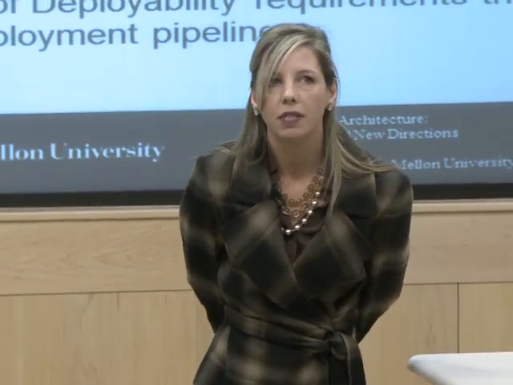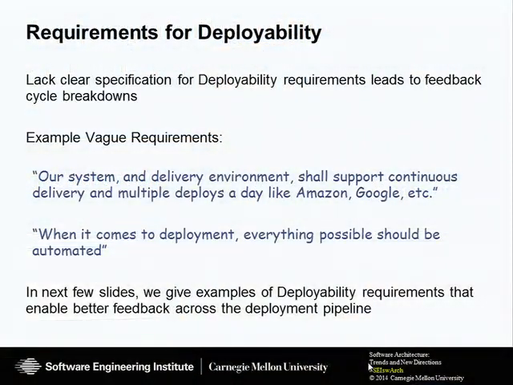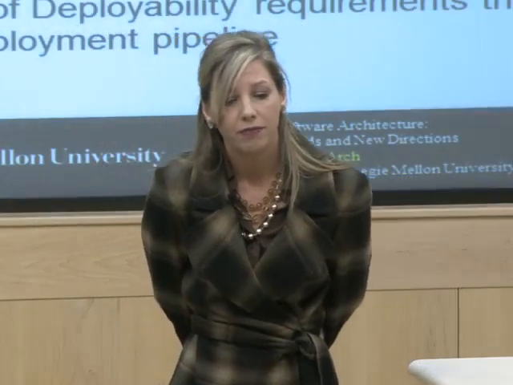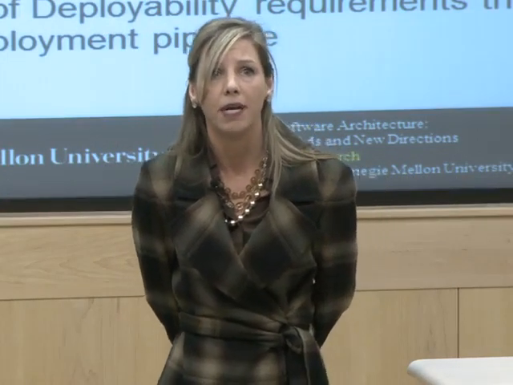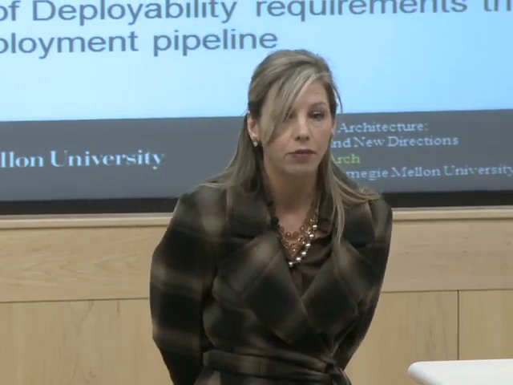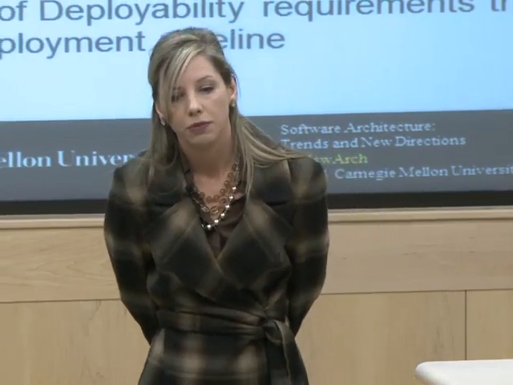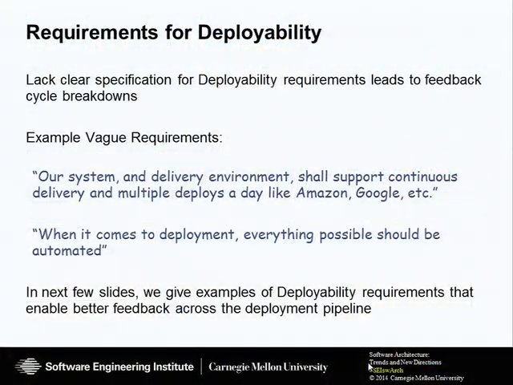So first, let me talk a little bit about requirements for deployability. A lack of clear specification for deployability requirements leads to feedback cycle breakdowns. This is because you don't have enough information to create concrete measures. So there's no way for you to know if you're actually staying within bounds or not. I think it's easiest to explain this by comparing vague requirements to better, more measurable requirements. For example, vague requirements that we hear are things like, our system and delivery environment shall support continuous delivery and multiple deploys a day, just like Amazon, Google, etc.